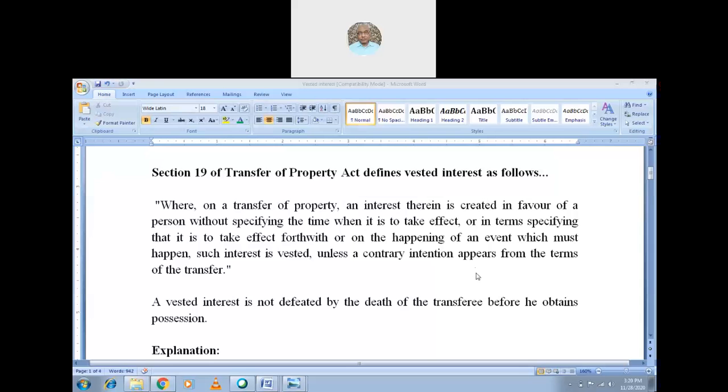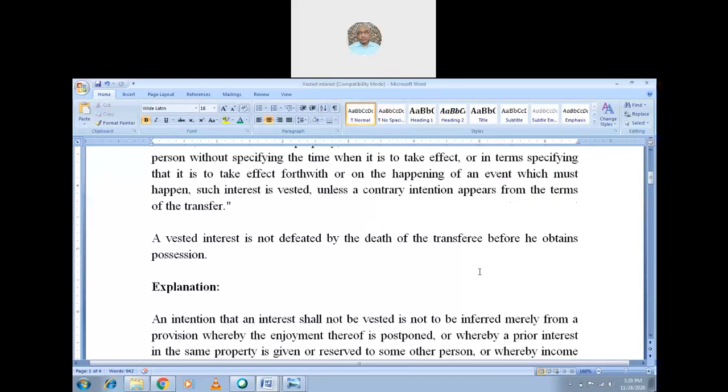So that means a certain happening would be there, and that happening is a must. It may happen, but when it happens will not be known. At that instance, we can say the vested interest is there. A vested interest is not defeated by the death of the transferee. Suppose the vested interest is there and the death of the transferee occurs before he obtains possession, it cannot be defeated.